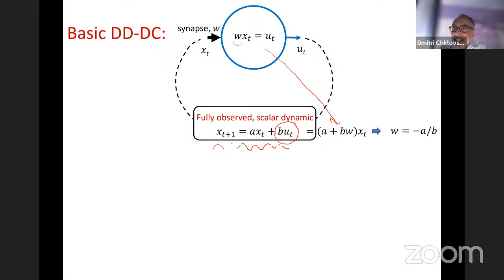Therefore, it cannot solve the problem just by computing W using this formula. And this is exactly where direct data-driven control comes in. So the direct data-driven control, I said it's a very simple framework, but it requires a different way of thinking. So it might take a little bit of adjustment.